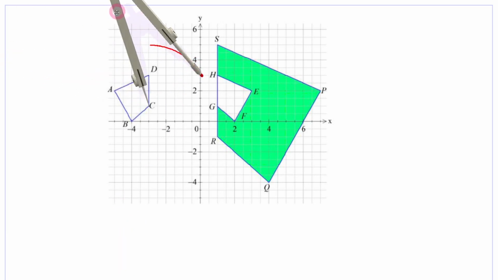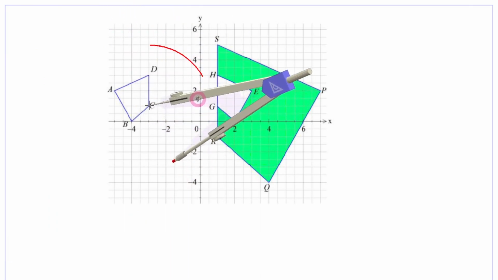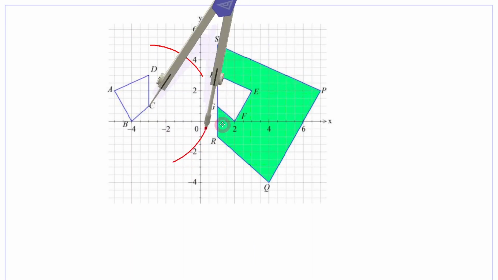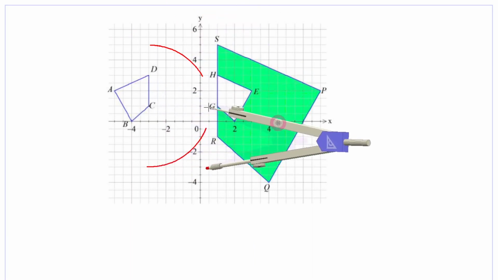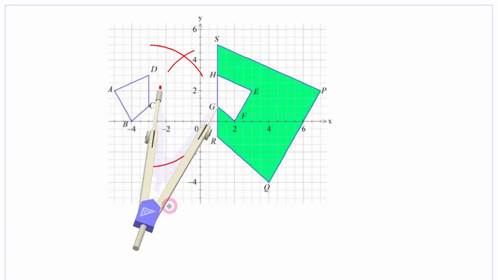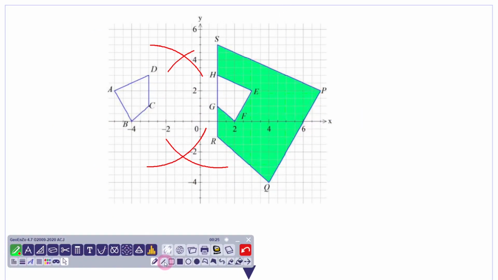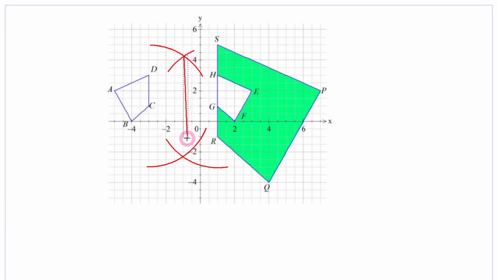We want to construct the perpendicular bisector of CG. Then keep the same width, don't adjust it. Place over here. Okay, do the same thing. Just connect them together.